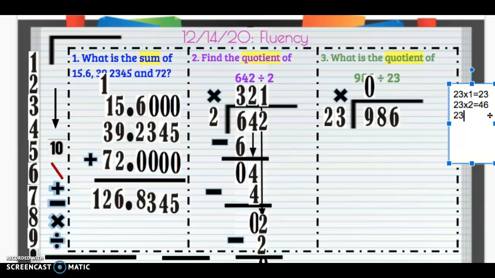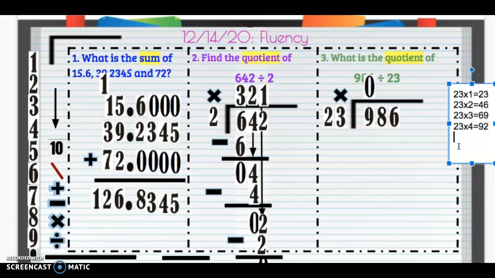So now I'm going to try 23 times 3 on a piece of paper. 23 times 3 on a scrap piece of paper equals 69. Then I have to do 23 times 4, so I do 23 times 4 on the piece of paper, and it gives me 92.